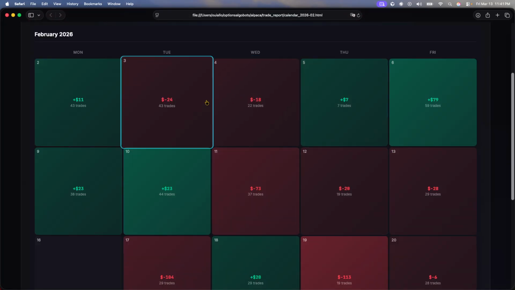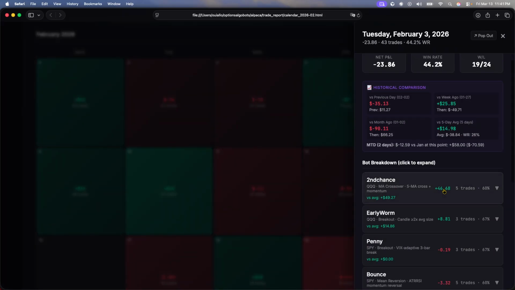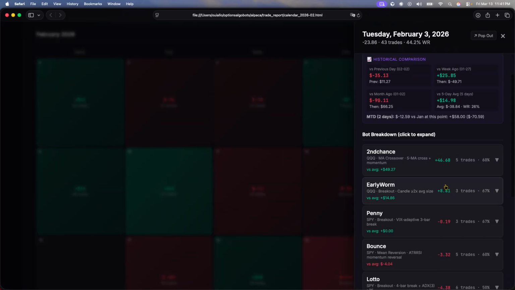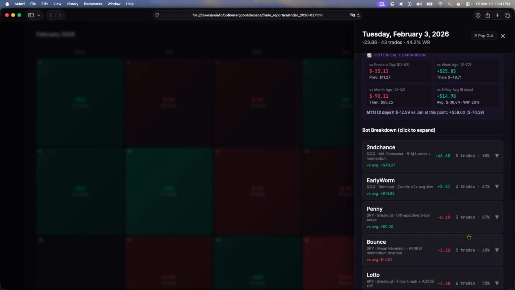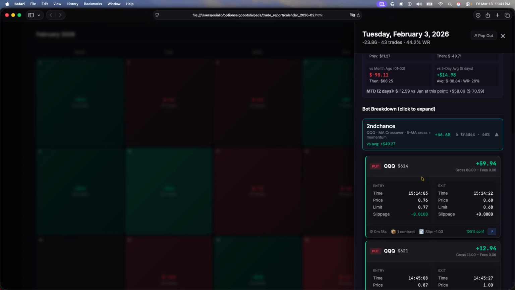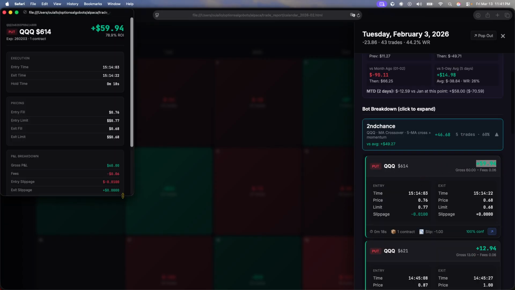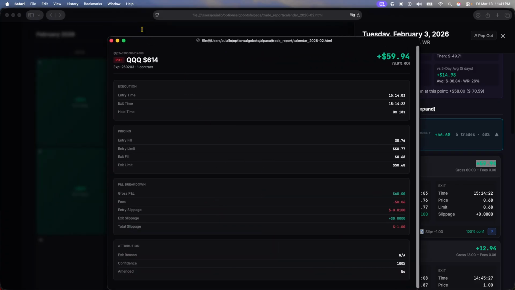One thing I want to show you, just because it shows here that it's a negative day. There are a couple of bots that did perform well. Overall it was a bit of a negative day for us, but there's a couple of bots that did save the day. So let's look at Second Chance. Second Chance had a trade that made $59. Let's go look at this trade real quick.